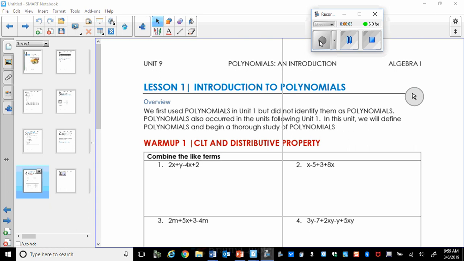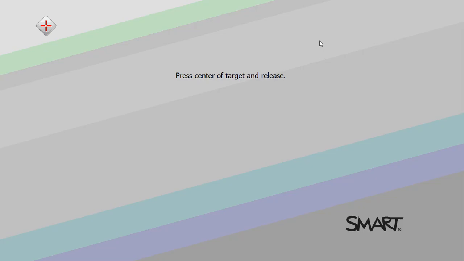Okay. This is the warm-up. All right. So for this unit, it's all about polynomials. It's these big terms, these really big expressions, where you have to add them, subtract them, and multiply them.